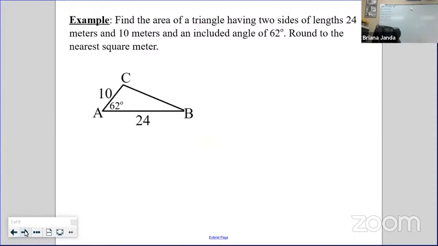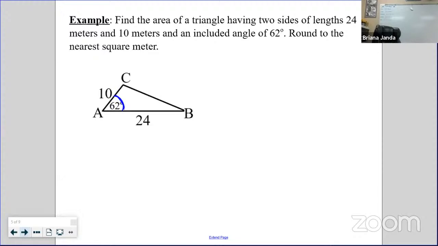Find the area of the triangle having two sides of length 24 meters and 10 meters and an included angle. Now, if we didn't have a picture, I want you to understand that when it talks about the included angle, as you draw your triangle and we wrote two sides that are 24 and 10, again, the included angle is the one that would connect those two sides. That's what it means by included angle.